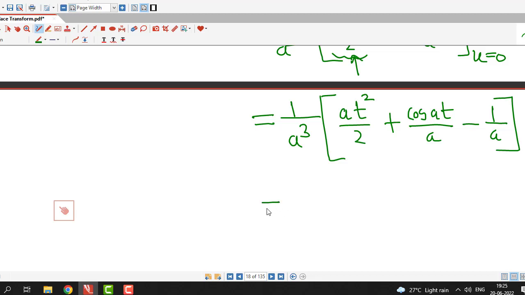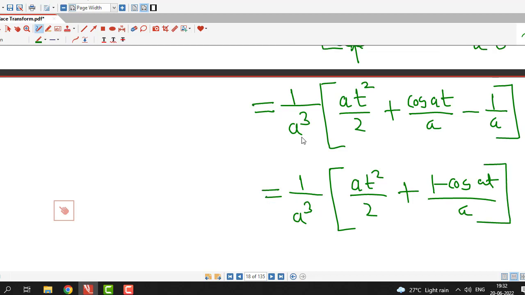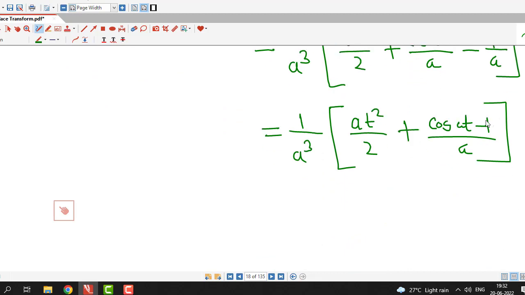Finally, we can rewrite this as 1 by a cubed times (a t squared by 2 plus (cos at minus 1) divided by a). Here I had written 1 minus cos at, but it has to be cos at minus 1, so be careful, because there are chances of making a mistake. So this is the inverse Laplace transform of 1 by s cubed times (s squared plus a squared).